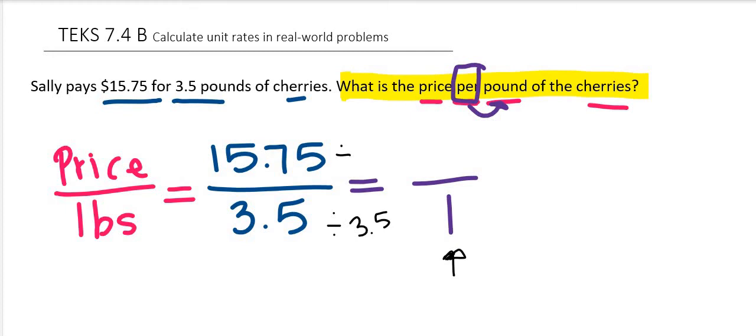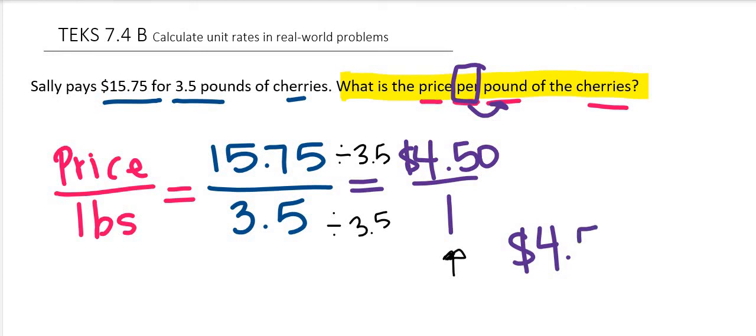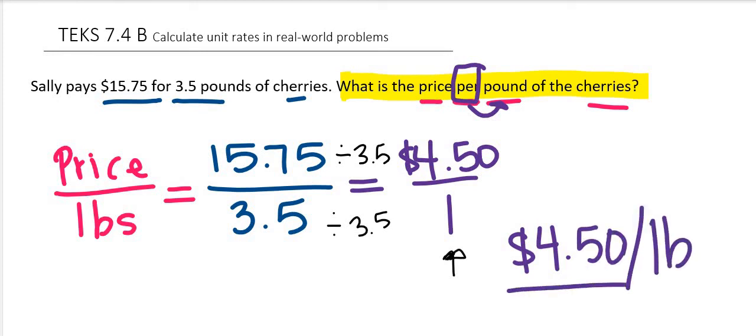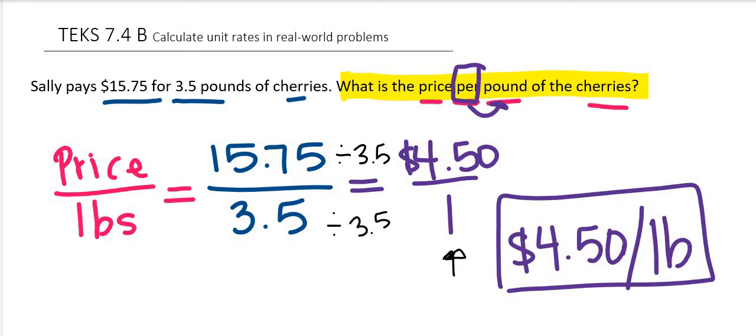I have to do the same thing to the number at the top to keep the fraction or the rate equivalent. So $15.75 divided by 3.5 will then give me $4.50. To answer the question, Sally paid $4.50 per pound for her cherries.